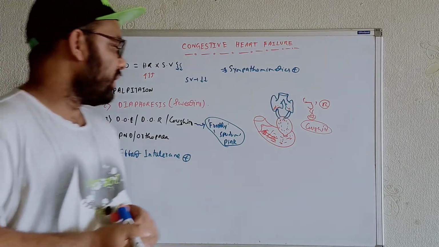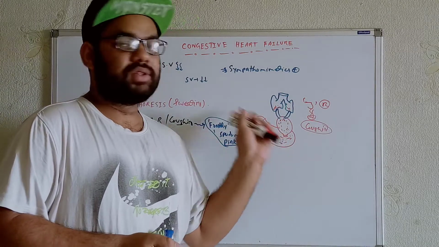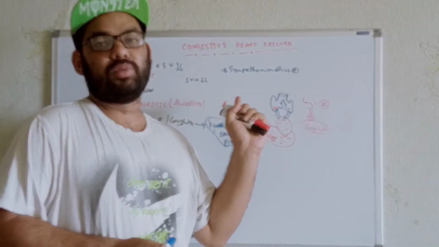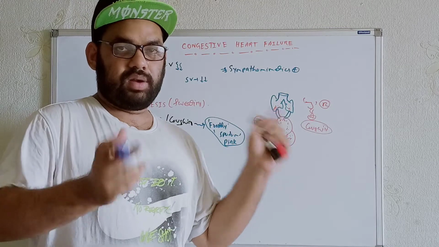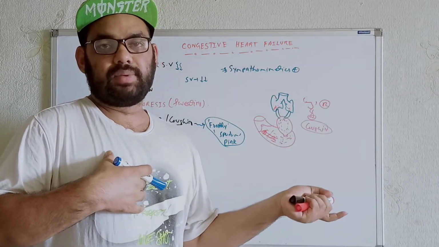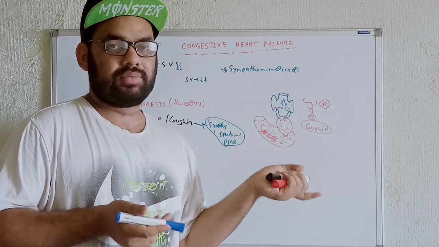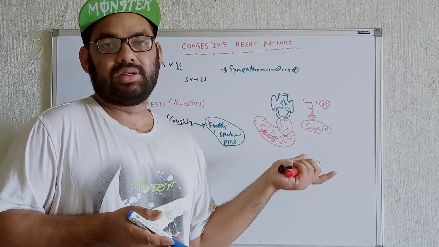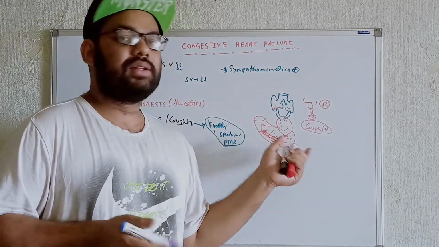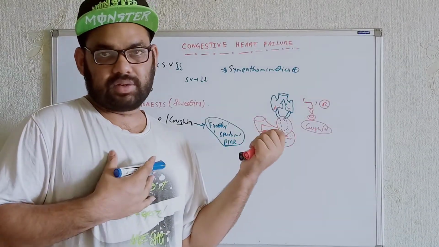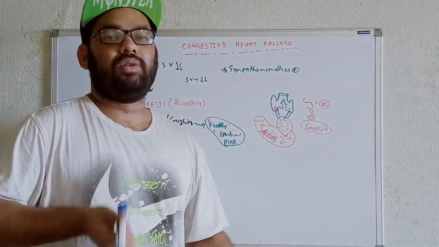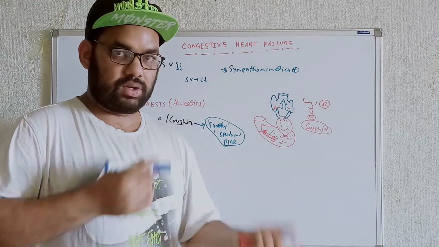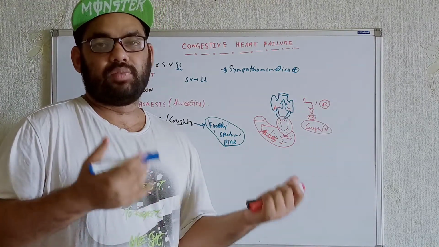Whenever the blood is not able to go from the left ventricle to the systemic circulation, the blood will not be supplied to the different organs. Whenever the blood is not coming to the different organs, we know that with the blood the oxygen comes, and the oxygen helps to produce the energy. So there will be a deficiency of oxygen. Whenever we are not able to utilize the oxygen, as a result we will not be able to produce the energy.